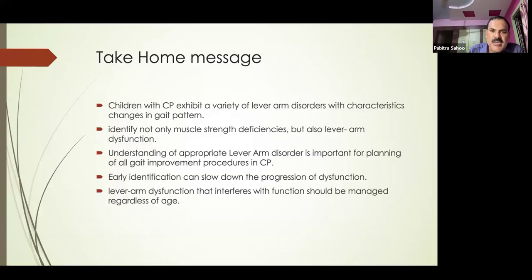Understanding of appropriate lever arm disorder is important for planning of all gait improvement procedures in CP. Early identification can slow down the progression of the lever arm dysfunction. If you control the foot from the very beginning, probably you can control the deformity at the knee joint and deformity at the hip joint. So lever arm dysfunction that interferes with function should be managed regardless of the age. As early as you detect the dysfunction, control that, then probably you will subsequently prevent further disorders more proximally.